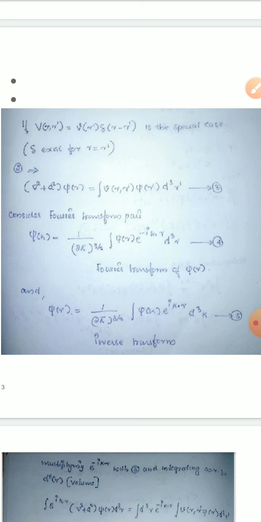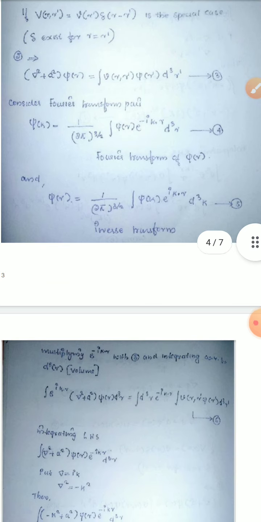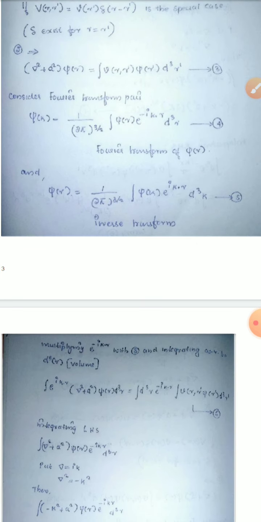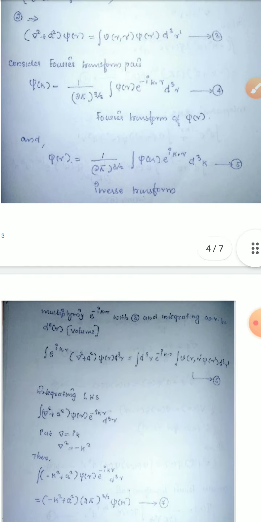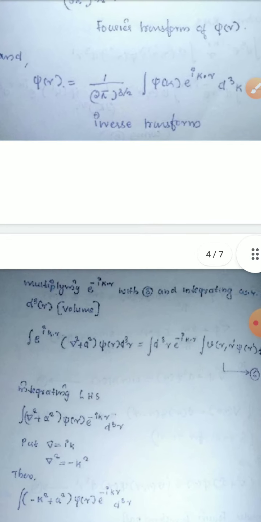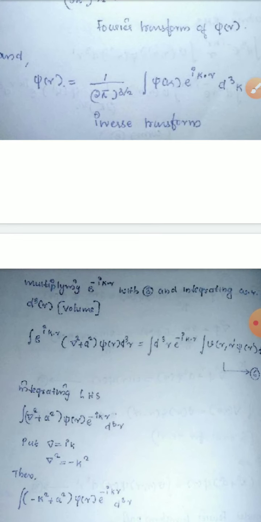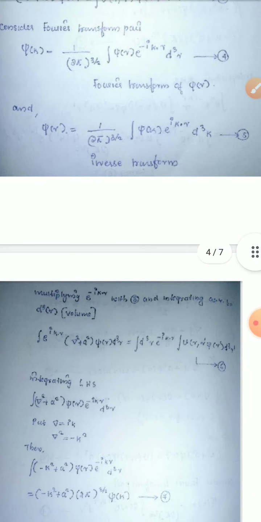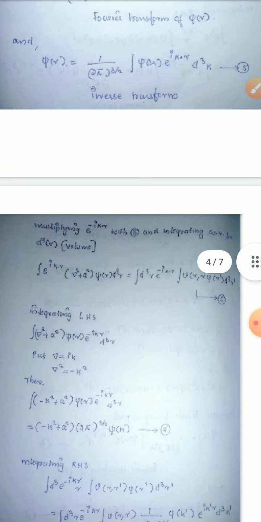Now consider the Fourier transform pair. Psi of k is equal to 1 by 2 pi raised to 3 by 2 integral psi of r e raised to minus i k dot r d cube r. That is equation 4, the Fourier transform of psi of r. And we have the inverse transform given by equation 5. Now multiply this with e raised to minus i k dot r and integrate with respect to d cube r, that is the volume. So we will reach equation 6.